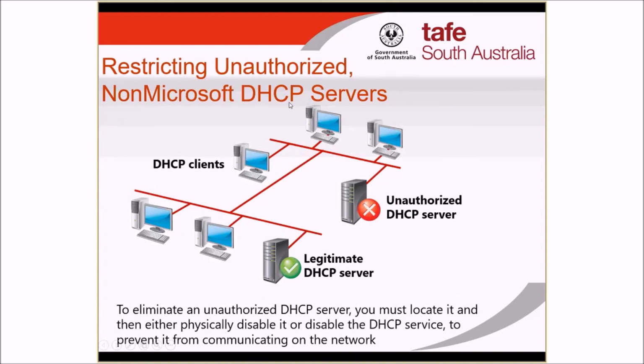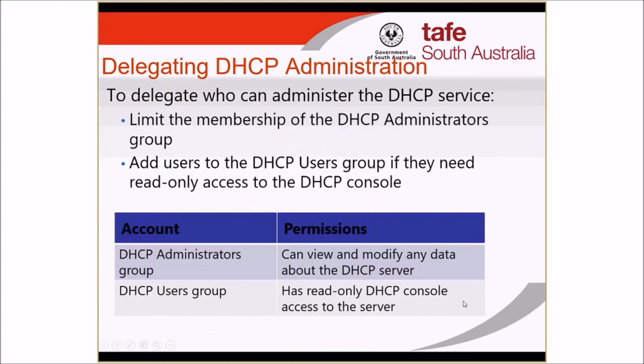What about restricting unauthorized non-Microsoft DHCP servers? Like I said, if you have an unauthorized DHCP server, it can cause a whole heap of problems. To eliminate an unauthorized DHCP server, you must locate it and either physically disable it or disable the DHCP service from running on it, because it can cause a whole heap of problems.